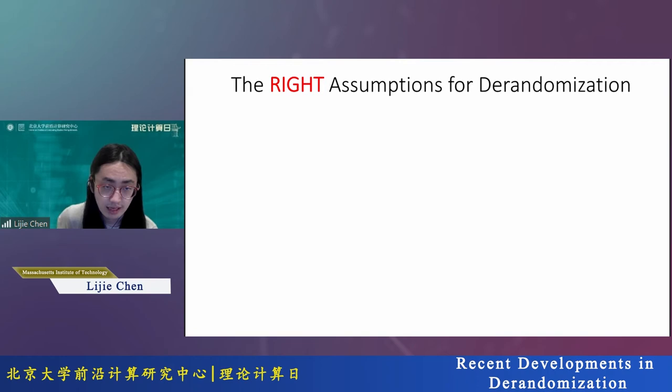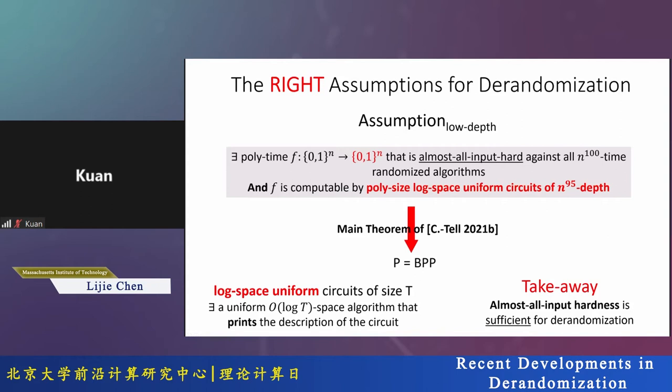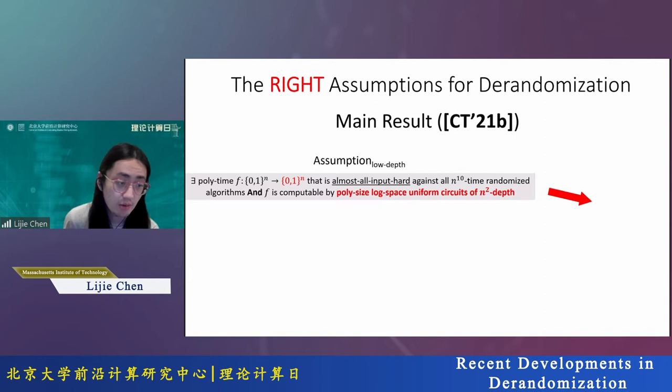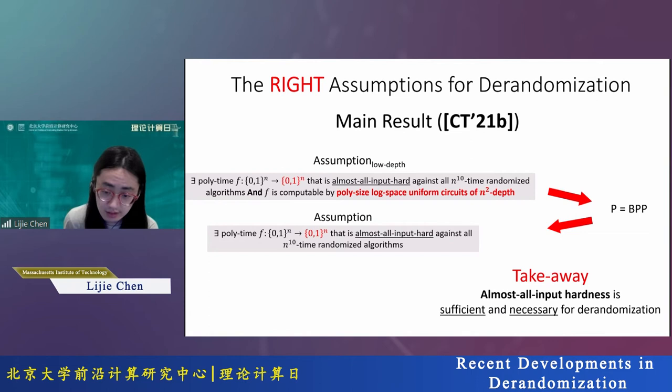Any question? Because this is actually very important. So essentially we show that this almost all input hardness assumption with one additional structure constraint on the hard function implies derandomization, and derandomization implies almost all input hardness, usually almost all input hardness without the restriction on the hard function. So essentially, this type of hardness assumption is sufficient and necessary for derandomization. Any question? Yeah, I'll pause for five seconds.